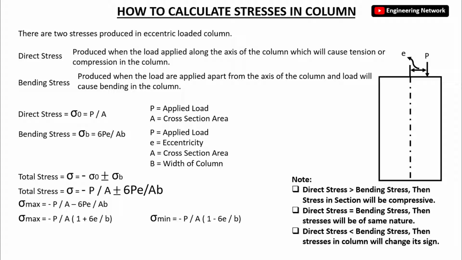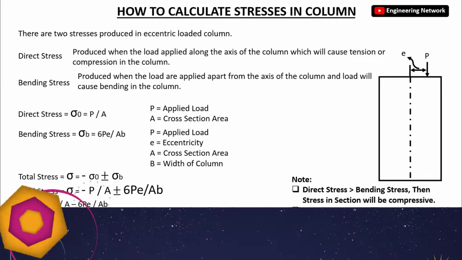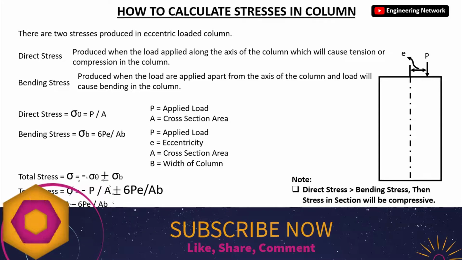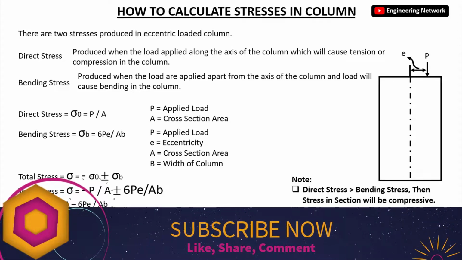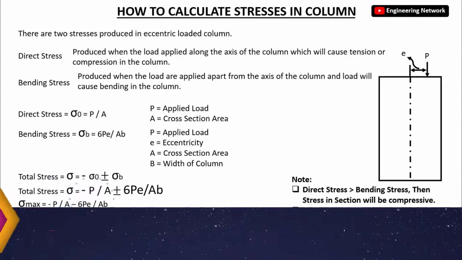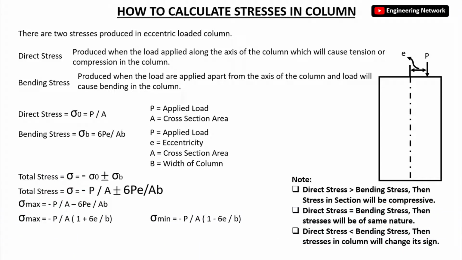Now also keep in mind that if direct stress is greater than the bending stress, then the stresses in that column will be in compression. And if the direct stress is equal to the bending stress, then the stresses will be of the same nature. And if the direct stress is less than the bending stress, then the stresses in the column will change sign, which means that they will be partially compressive and partially tensile, right? So please keep these points in your mind.